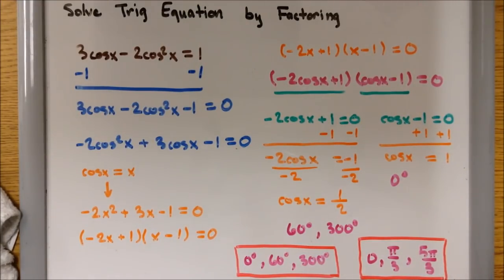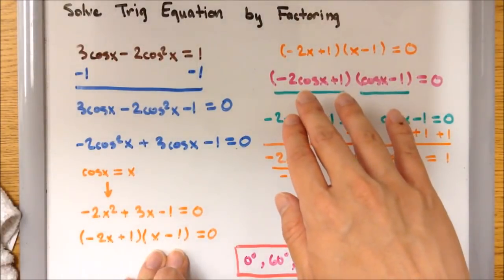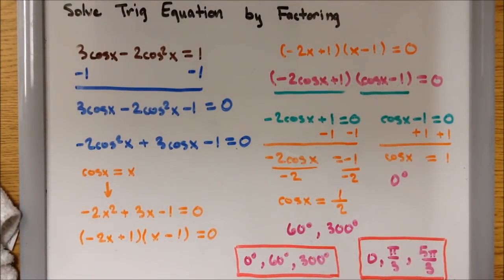So, to review, we set the equation equal to 0, and then switch out cosine of x with x to get negative 2x squared plus 3x minus 1, and then doing the typical ABC, finding the factors, slide and divide. We got negative 2x plus 1 times x minus 1. Bring back cosine of x, set each factor equal to 0, solve for it, check with the unit circle, got the angle measured, and then got the radians measured. So our final answer is 0 degrees, 60 degrees, 300 degrees. Radians, 0, pi over 3, 5 pi over 3.